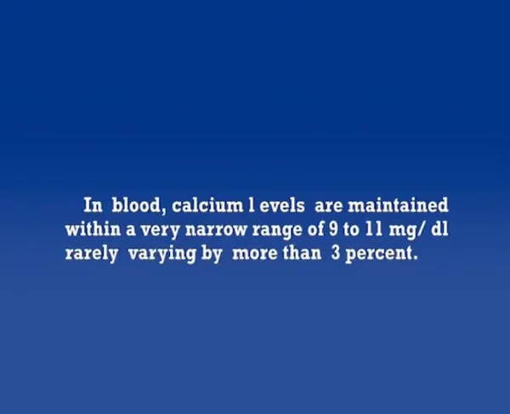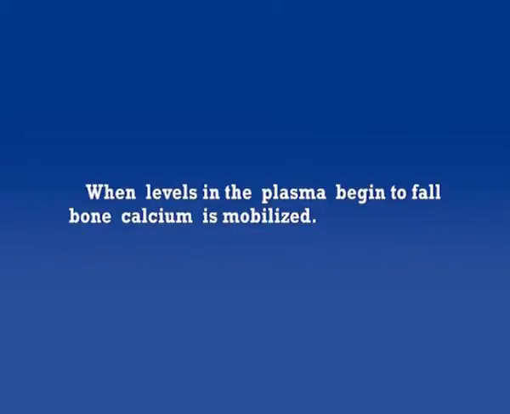The rest is widely distributed in the blood and soft tissues such as muscle, liver, and heart. In blood, calcium levels are maintained within a narrow range of 9 to 11 milligrams per deciliter, rarely varying by more than 3%. When levels in the plasma begin to fall, bone calcium is mobilized. Now, we'll see the functions of calcium.